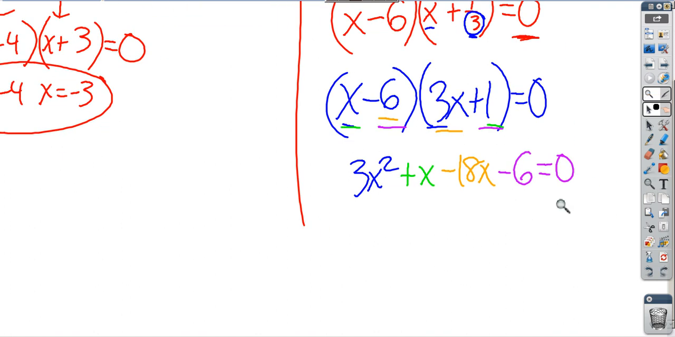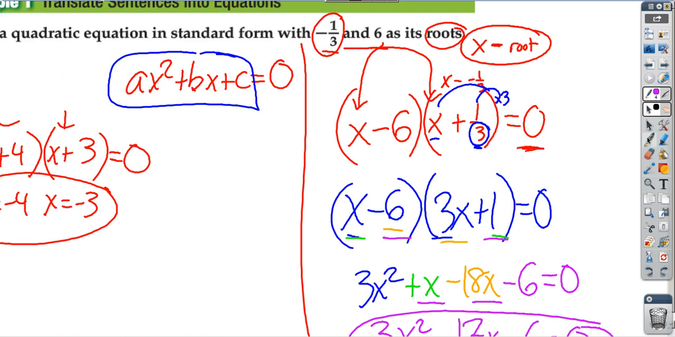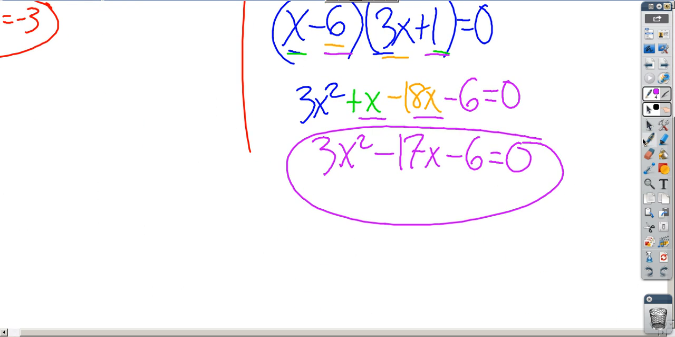Now we can just simplify that, so we're going to have 3x squared. x minus 18x is minus 17x. And minus 6. This is the answer to the question. That's the quadratic equation that has positive 6 and negative 1/3 as its solutions. And if you don't believe that, you can take either 6 or negative 1/3 and just plug them in right here. And when you solve that out, you'll get 0.